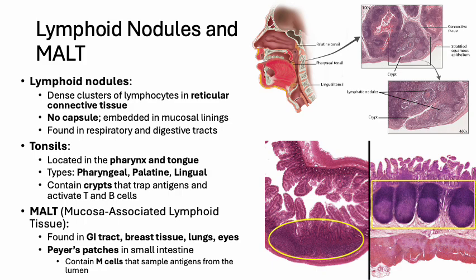It is found in the gastrointestinal tract, breast tissue, lungs, and eyes. One important example is the Peyer's patches of the small intestines. These are specialized lymphoid nodules containing M cells, or microfold cells, that actively sample materials from the intestinal lumen and transport them to immune cells in the nearby follicles. Together, these structures provide a localized immune response and play a central role in protecting mucosal surfaces, which are some of the most common entry points for pathogens.